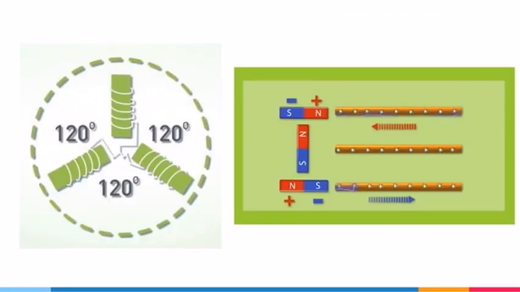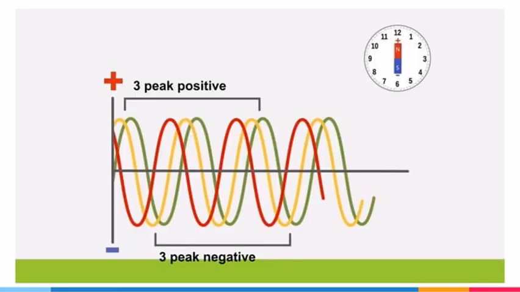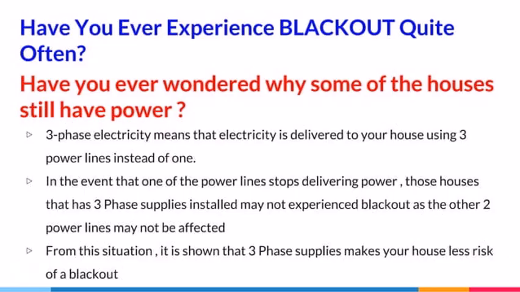So this is an example of how the three conductors are separated by 120 degrees from each other. This is the wave transmission, and there will be three positive values and three negative values. Three-phase supply means that the house has three power lines instead of one. So in the event that one is damaged or knocked out, the others will function as usual. So the three-phase supply makes your house less at risk of blackouts.